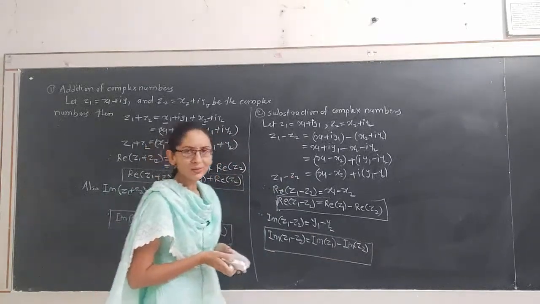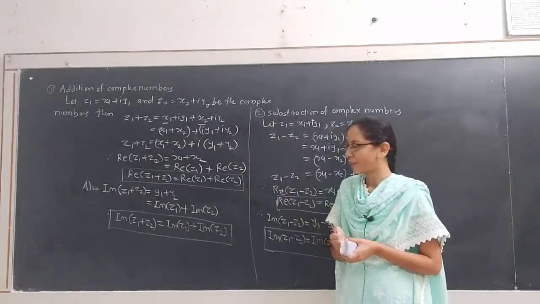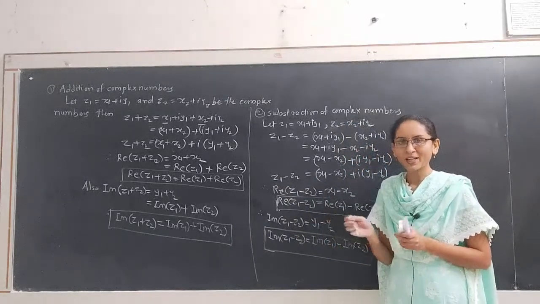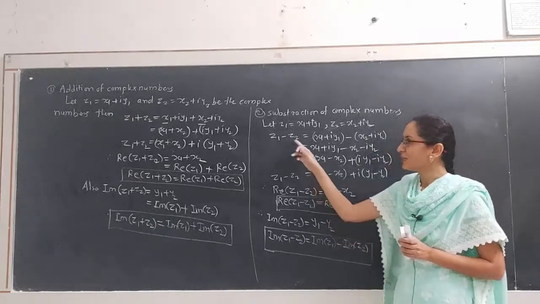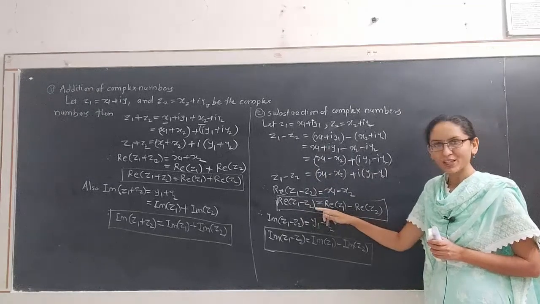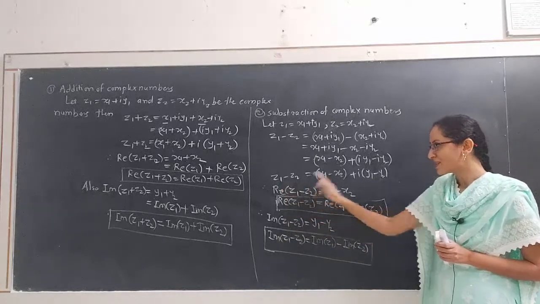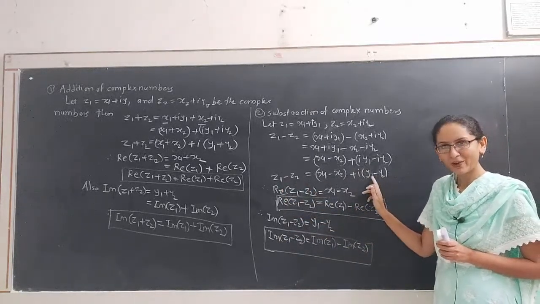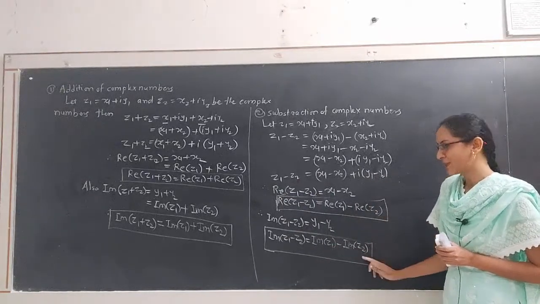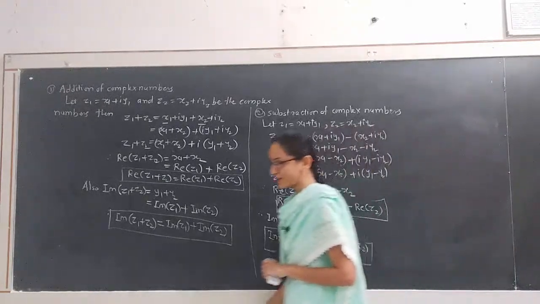Hence, we can add the complex numbers, and we can subtract the complex numbers. We add two or more complex numbers by using the same result: we add only the real parts of all complex numbers to real parts and imaginary parts to imaginary parts. Similarly, we do the subtraction. The real part of z1 minus z2 is the real part of z1 minus the real part of z2. The imaginary part of z1 minus z2 is the coefficient of i, which is y1 minus y2. But y1 is the imaginary part of z1 and y2 is the imaginary part of z2. This is addition and subtraction of complex numbers.